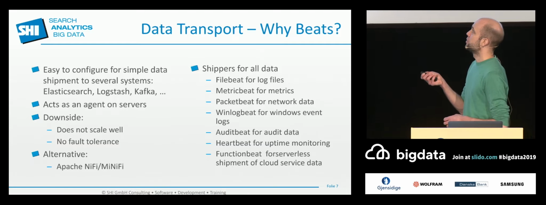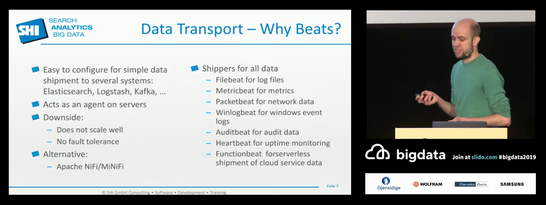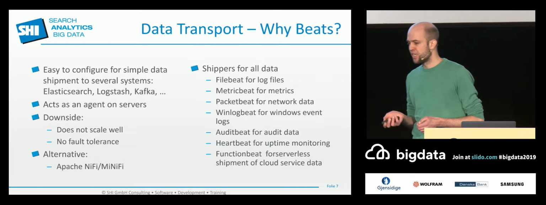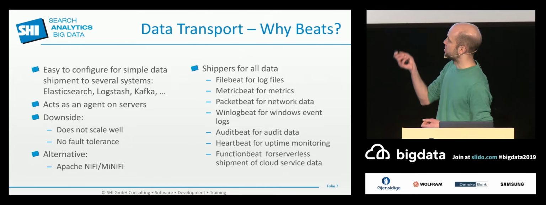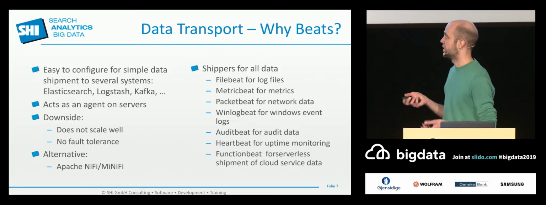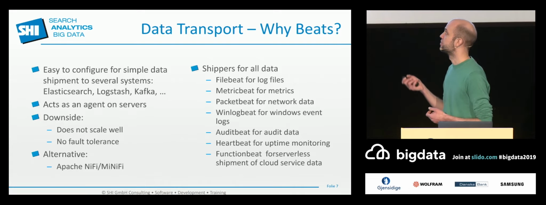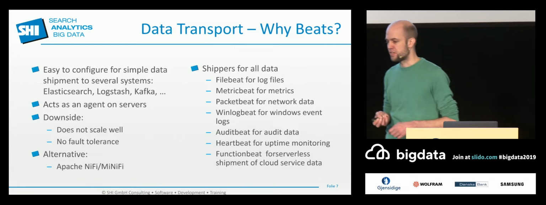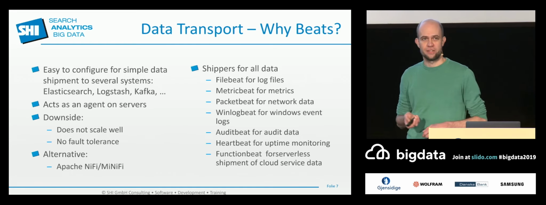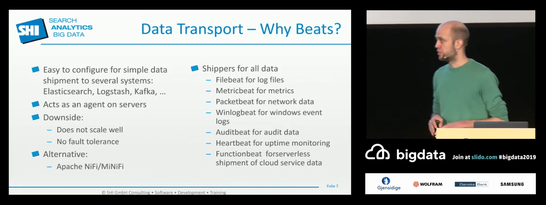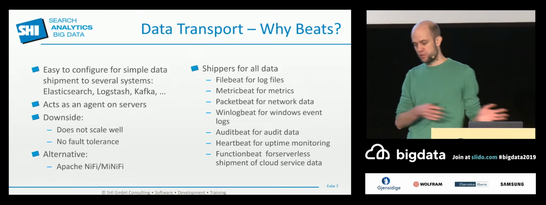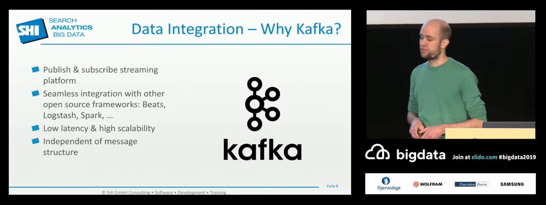You have shippers for all data basically. We are using a simple Filebeat agent here, but there's Metricbeat for collecting metrics, Packetbeat for network data, Winlogbeat for Windows event logs, Auditbeat for audit data, and so on. So you really have a lot of stuff going on in the Beats framework that you can use to get data from the source into your platform.